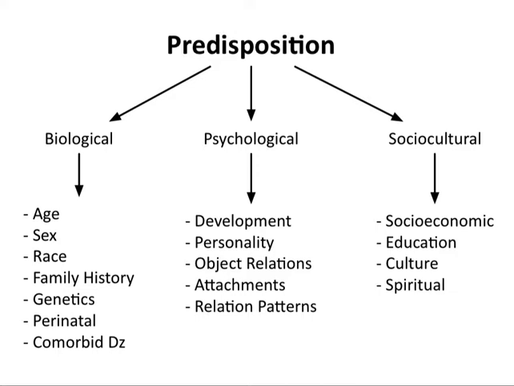Object relations refers to the individual's relationship with objects. Objects can be living or non-living and often represent the earliest formed relationships. In a way, objects become a part of the individual. Let's take a look at an example.